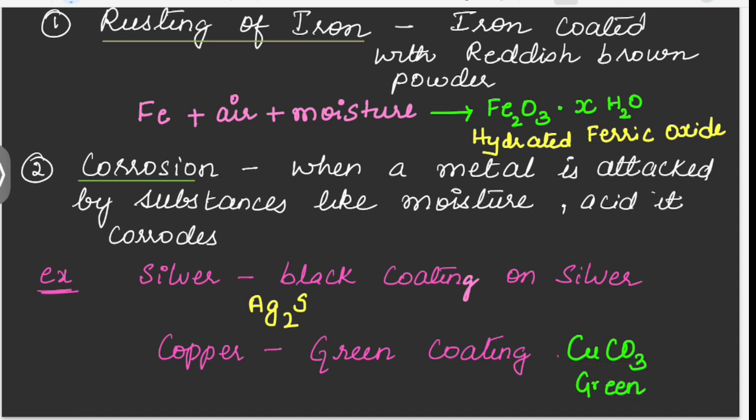coating on the copper. What would have happened is, copper would have reacted with carbon dioxide and moisture which is present in the atmosphere, and it is converted into copper carbonate, which is giving this green color coating on the copper. Is that simple, students?